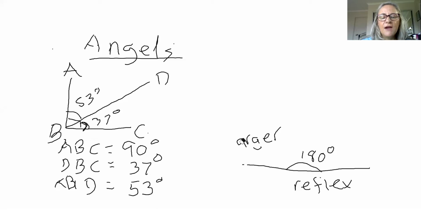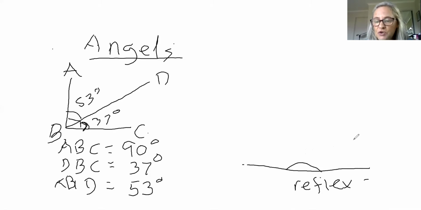Now we're going to have a look at a supplementary angle. So a supplementary angle is a little bit different than a complementary angle. And we're going to use this angle here, which is called a reflex angle. So the reflex angle was how many degrees? The reflex angle is equal to 180 degrees, right? 180 degrees.